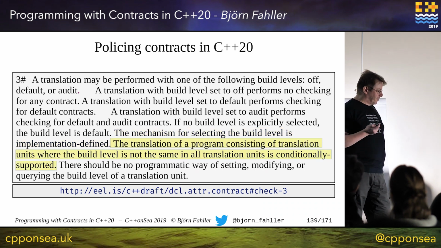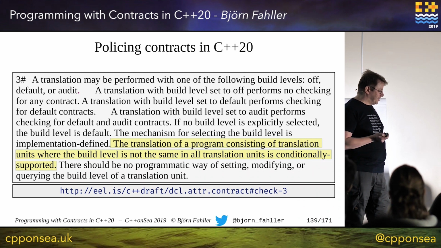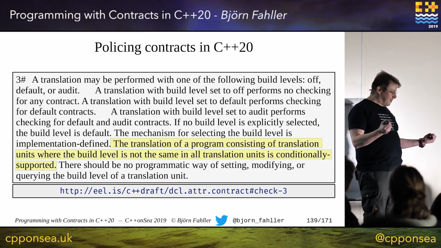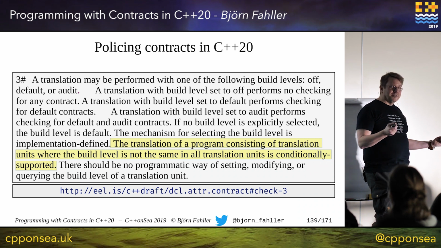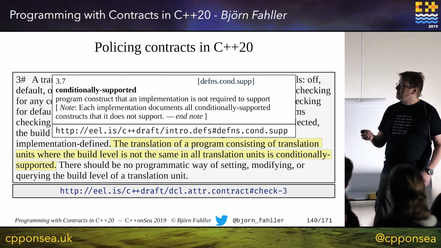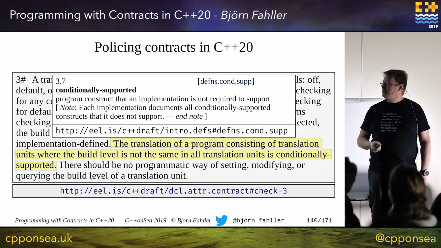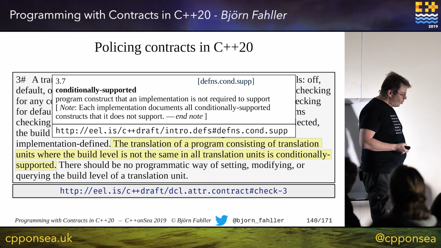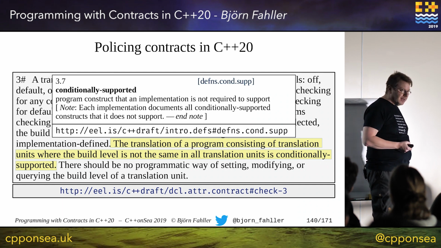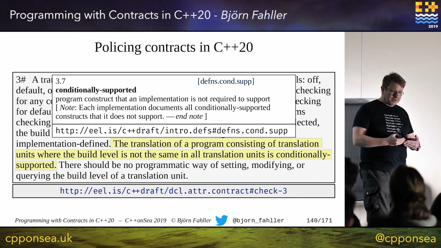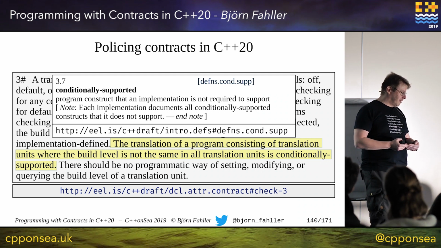The translation of a program consisting of translation units where the build level is not the same is conditionally supported. I actually had to look this up, conditionally supported. A program construct that an implementation is not required to support. Each implementation documents all conditionally supported constructs that it does not support. So compilers are meant to support this, but they are allowed not to. But if they don't, they have to document it.